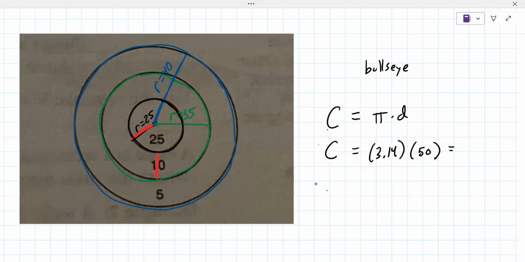50, 150. Is it 157? Sure, yeah, so 157. What are the units of that? Actually, they don't give any units. Never mind. Predisposed to ask for that.